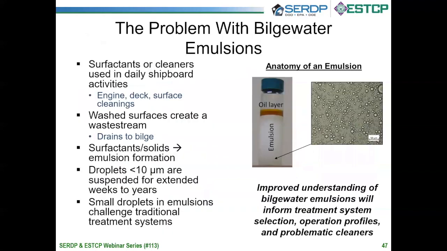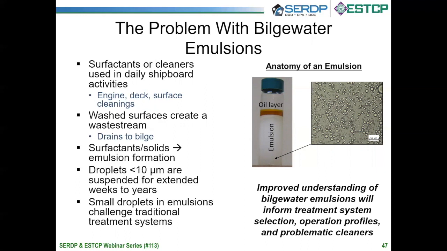So the reason why bilgewater emulsions are so challenging is because surfactants or cleaners that are used in daily shipboard activities like engine, deck, surface cleanings, and washing surfaces all drain to the bilge. The variety of those surfactants and the composition are quite expansive because they are commercial surfactants and cleaners. And so that, along with any small particulates that come off during the washing process, can lead to emulsion formation. Emulsions, which are typically droplets less than 10 micrometers in size, can be suspended for extended weeks to years.